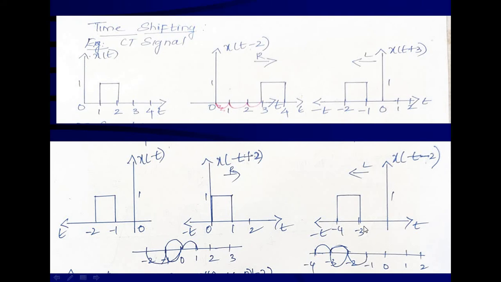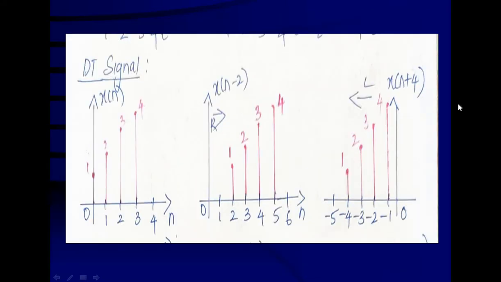So this is an example of CT signal I have shown here. Similarly, we will see an example with DT signal, which is quite simple as how we have seen CT signal. So this is your given DT signal.